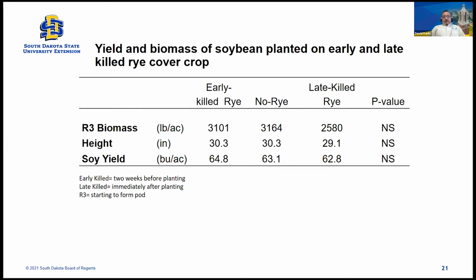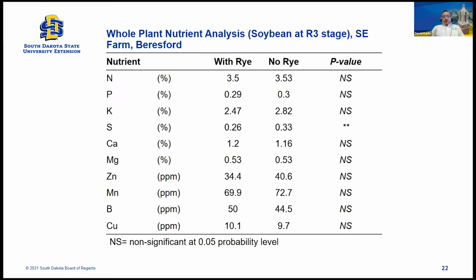So we decided to take a plant sample of soybeans and send it to the lab. And this is what we got. All the nutrients came back okay, but the sulfur was deficient in the soybean plant tissues from the field where the rye was killed a little later than the other field.